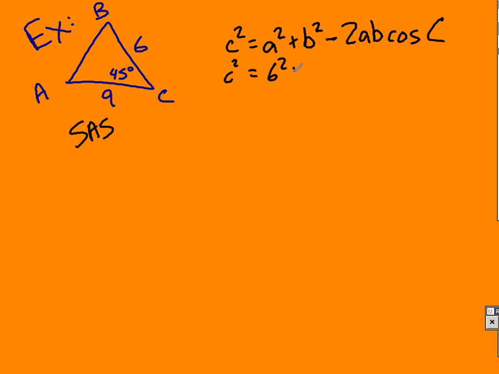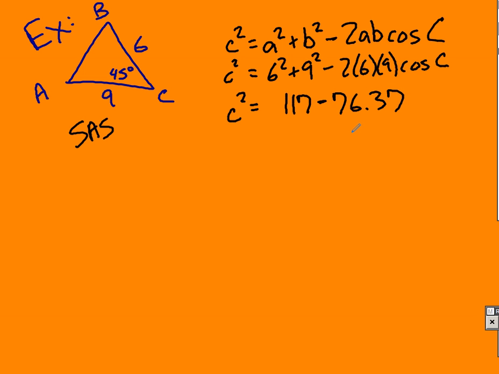Now all we're going to do here is just plug in for what we know. We know A is 6, we know B is 9, 2 times 6 times 9 times cosine of C. When I simplify all that, C squared is equal to 117 minus 76.37. C squared is equal to 40.63. And that means that C ends up being 6.37 for your length. So now if I look at this triangle, I know that C is 6.37.